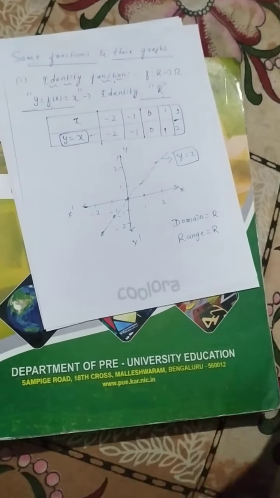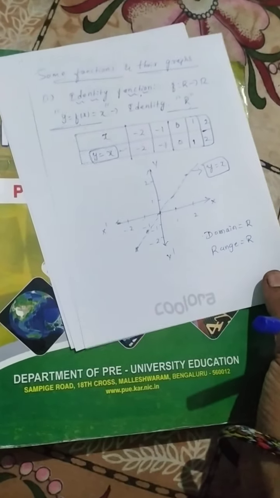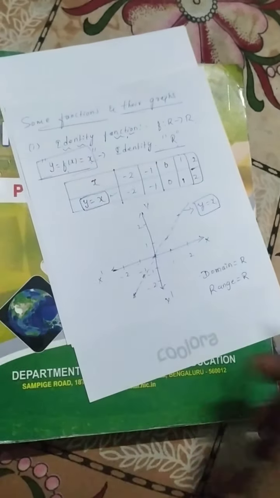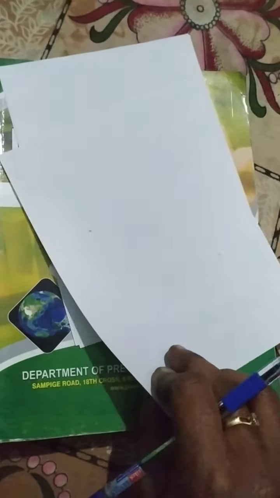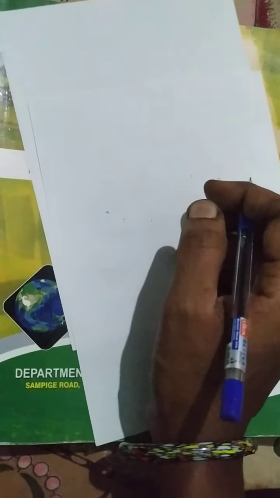Is it clear? So this is the identity function. Identity is nothing but whatever values you take for x, the same value is y. Okay, we'll just do it the last one. We actually have 6 functions, but out of 6, I'll do only 2 today. The remaining 4 we will do in the next class.